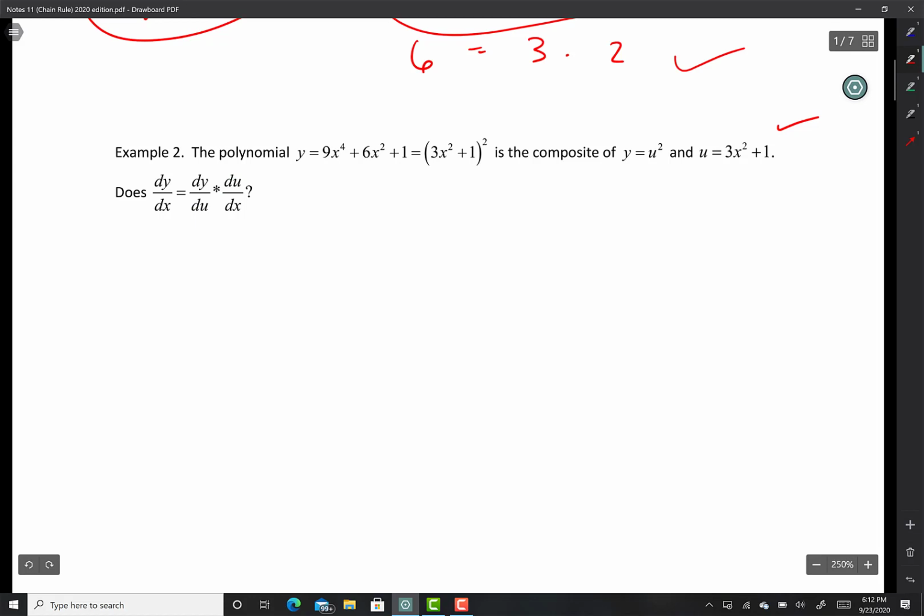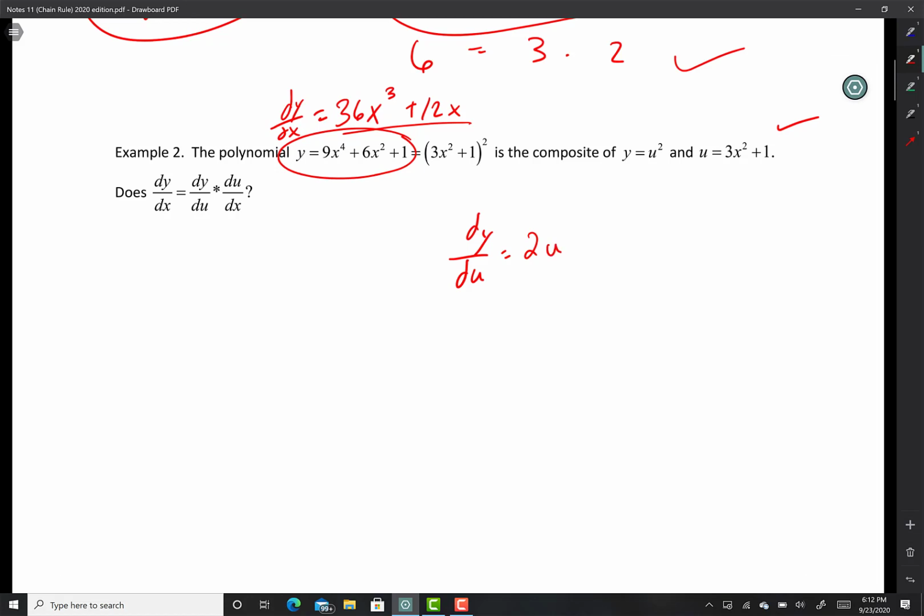So let's go ahead and find out what this is. dy dx is going to equal 9 times 4, that's 36x cubed, plus 6 times 2, that's 12x. So that's what I should be getting. So let's see if we can get that, guys. dy du: the derivative of u squared is just 2u, because I took the derivative with respect to u. And then the derivative of u with respect to x is going to be 6x, and you're done.